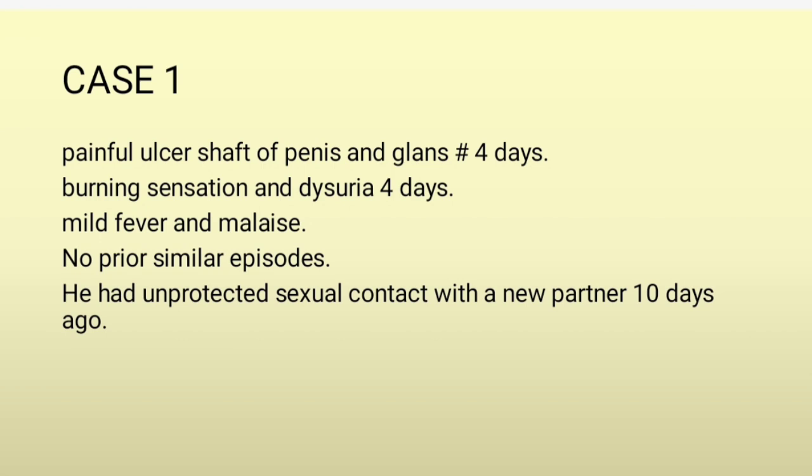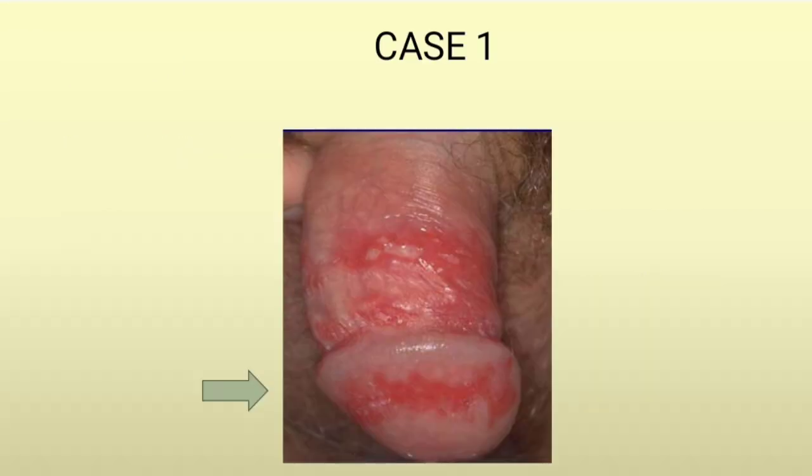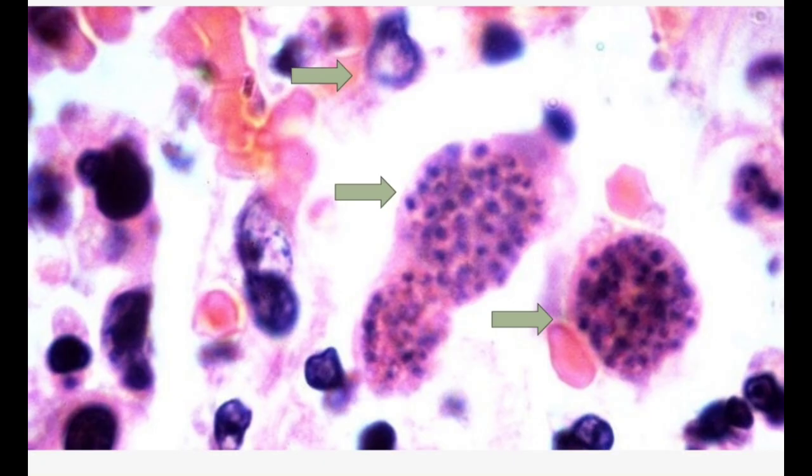On examination, it revealed multiple ulcers on an erythematous base coalescing to form a circinate margin, which was tender on palpation. A Tzanck smear was done from a fresh vesicle, which revealed multiple giant cells and ballooning keratinocytes as shown by the first arrow and second arrow. So the diagnosis was genital herpes and he was treated with acyclovir. Herpes genitalis.